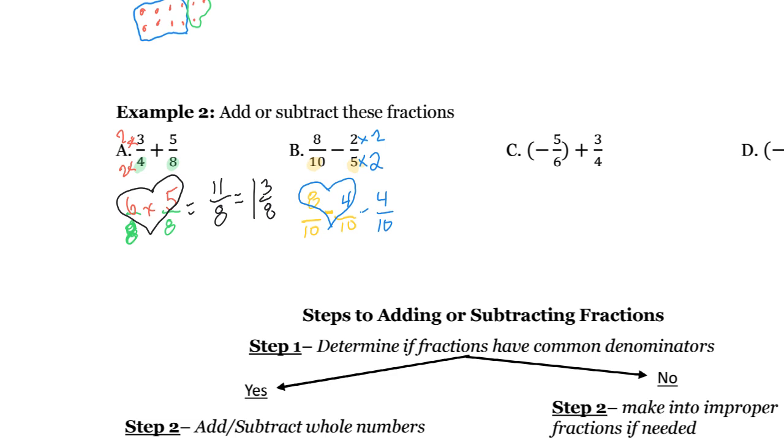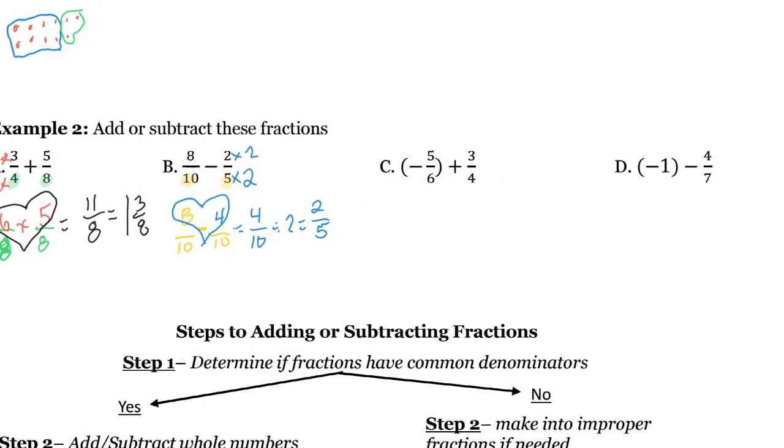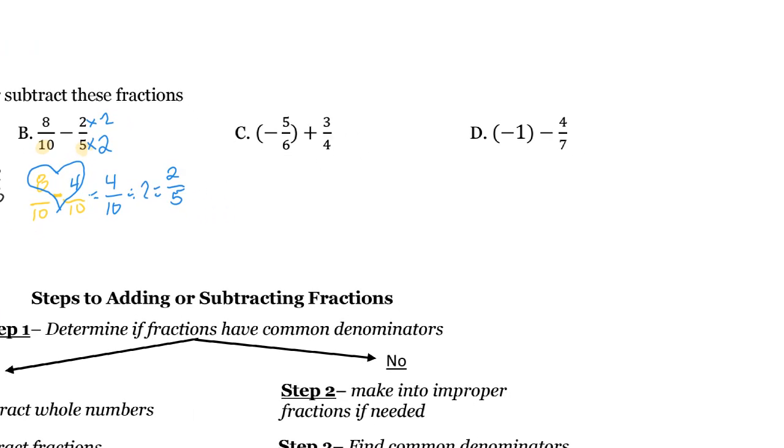And now it's just our basic 8 minus 4 is 4. Bring your denominator along for the ride. 4/10 can be simplified. 2 can go into both 4 and 10. 4 divided by 2 is 2. 10 divided by 2 is 5. All right, I want you to try C and see if you could do D. D is going to be tricky, but I want you to try both, C and D.